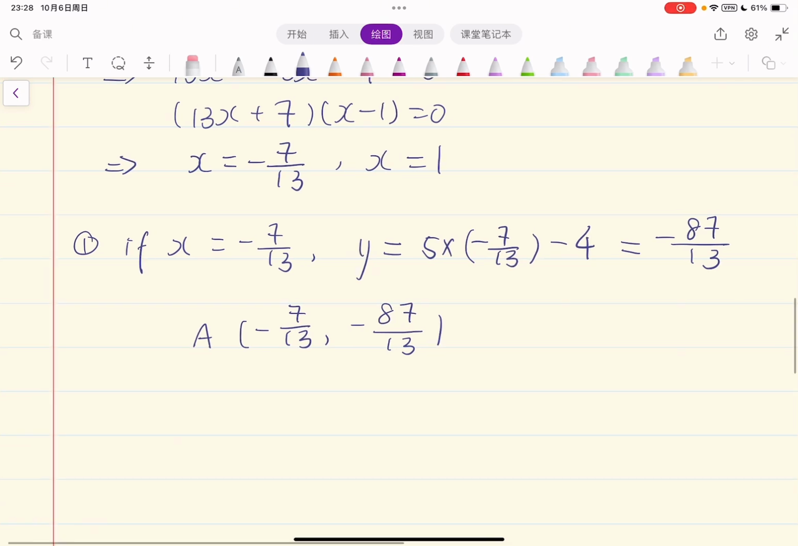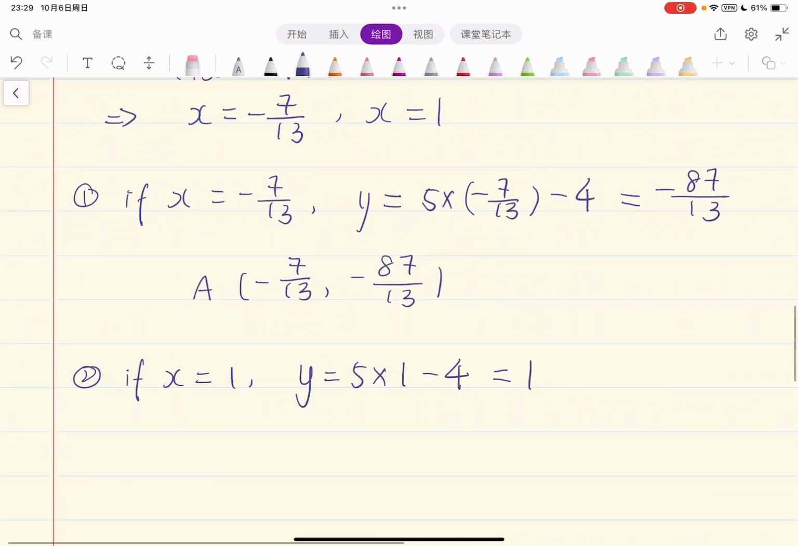And the second possible position is if x equals to 1, y equals to 5 times 1 minus 4 equals to 1. So the second position is 1, 1. Thus, we got the answer.